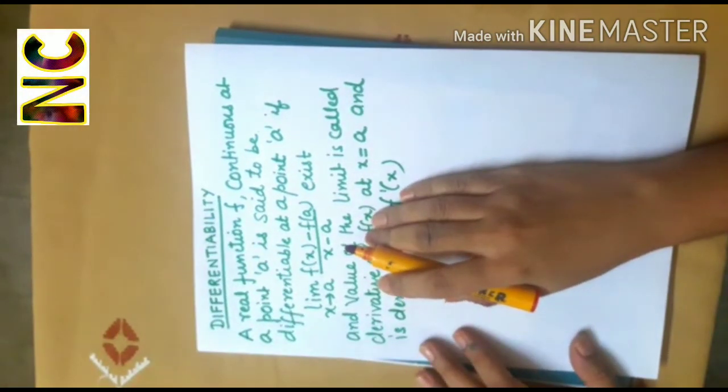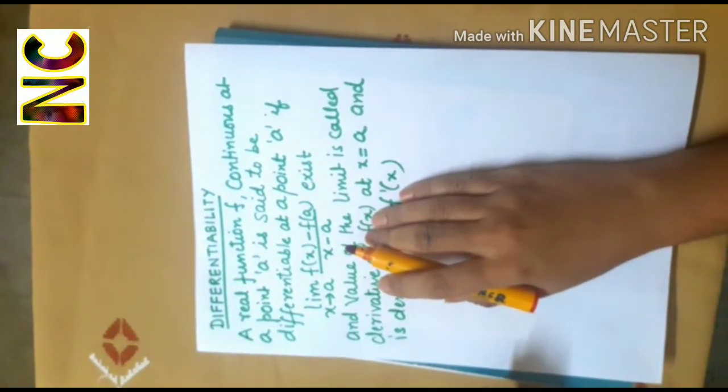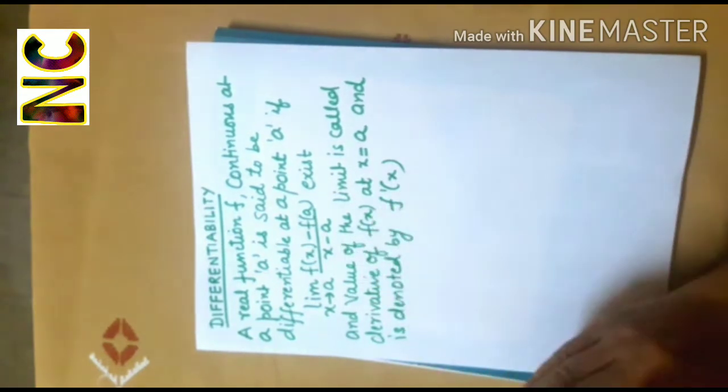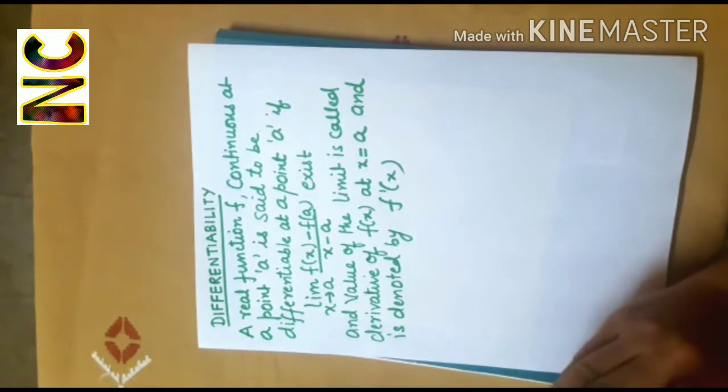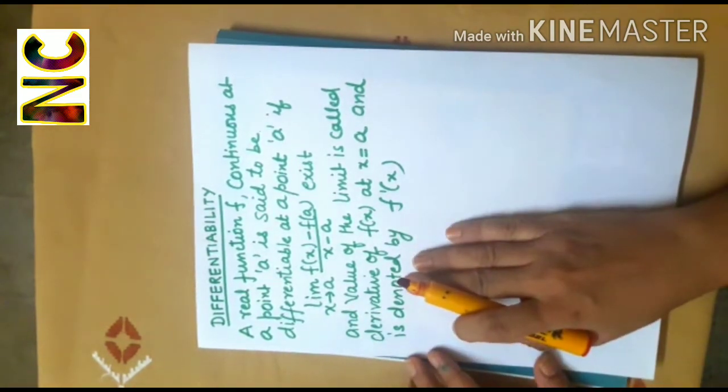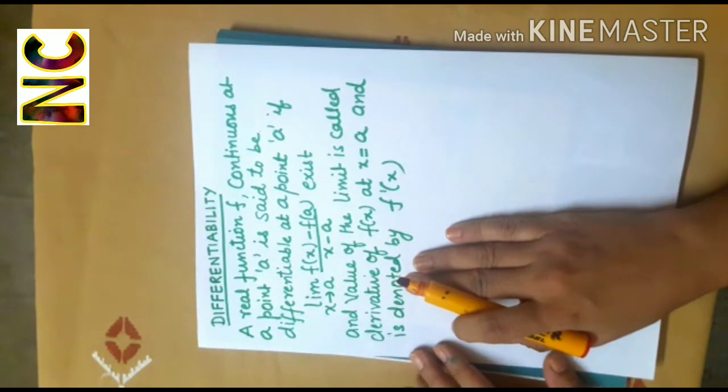So far we have discussed continuity of a function at a point, and we have also discussed when a function is said to be a continuous function. Now we will define differentiability or derivative of a function at a point.